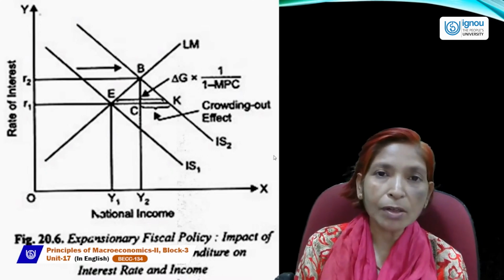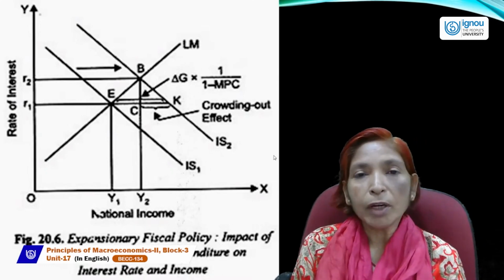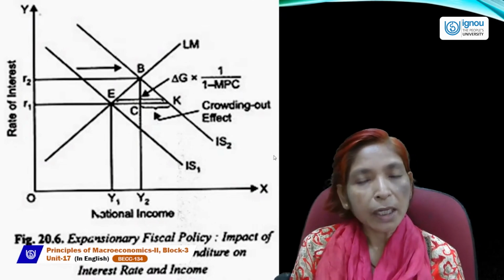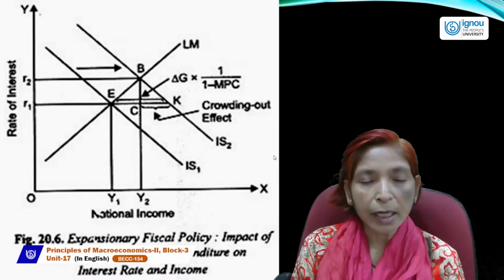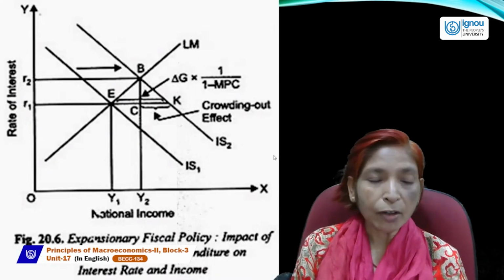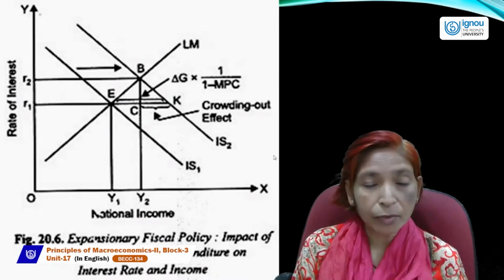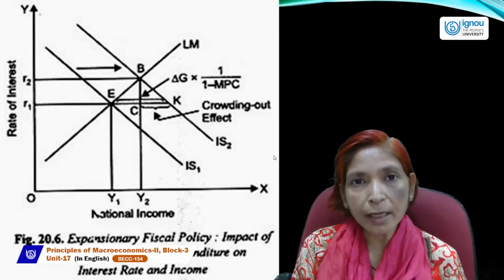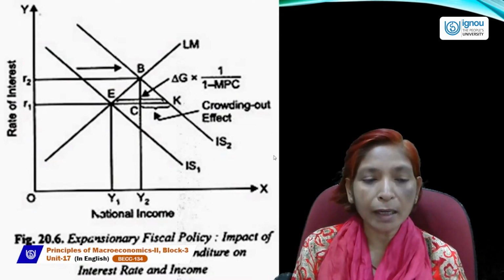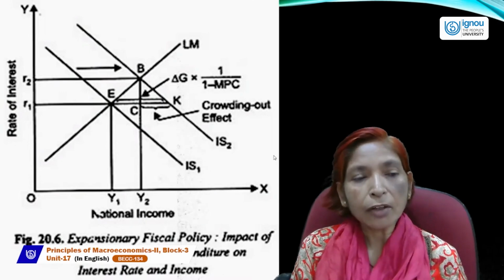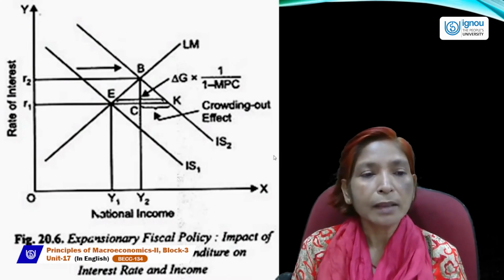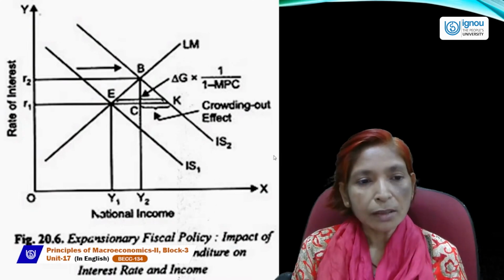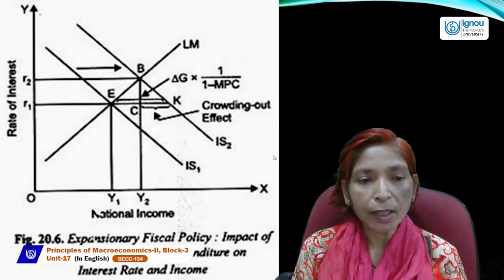If the rate of interest remains constant, then there will be no crowding out situation. Only income level will increase, and the crowding out situation can be eliminated if the rate of interest remains constant. But we know that if the IS curve shifts to the right, definitely the rate of interest will rise and the level of income will also rise. But the rate of interest will reduce private investment spending due to expensive borrowing. That's why this situation, in which the level of income does not increase by the multiplier, is known as crowding out effect.